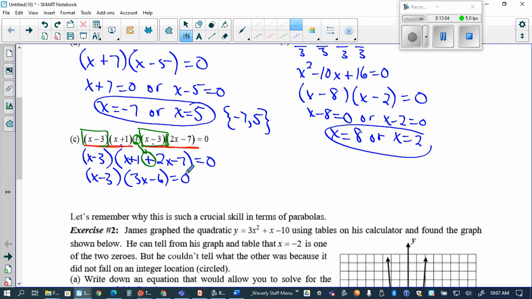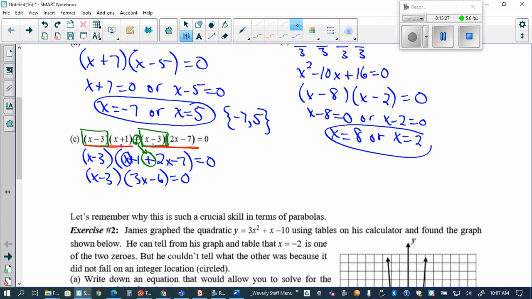What do we do now? How'd you get 6? 1 minus 7 is negative 6. 1 plus 2 and then 1. No. These are like terms, and these are like terms, right? Okay?